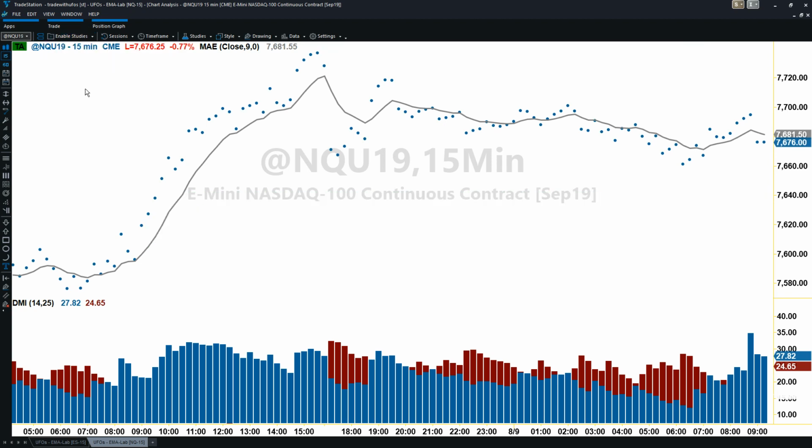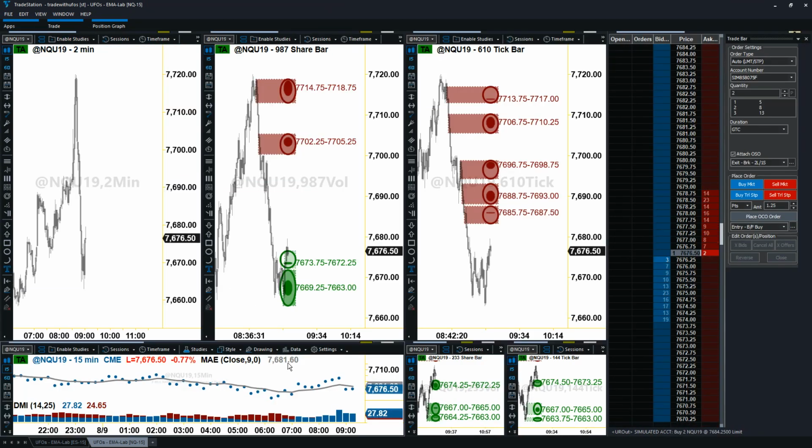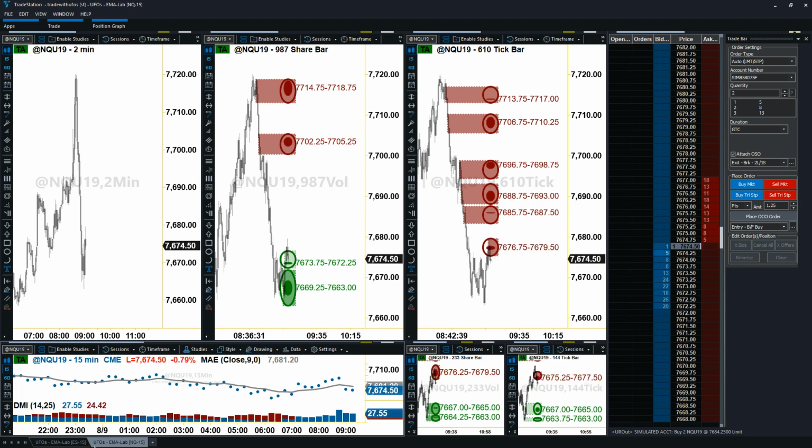So let's go take a look at the entries. We need an entry around 81. So 81 is here, nothing on this time frame. 81 is here, nothing on this time frame. 81 is here, nothing on the time frame. Okay, so we got nothing on the NASDAQ, no entry at the moment.